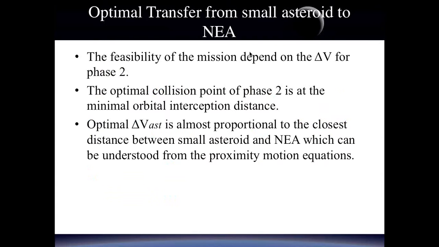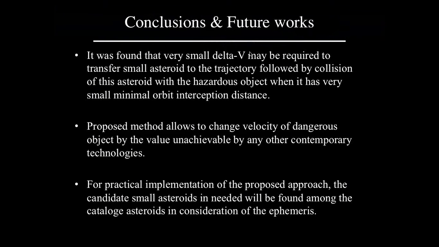And this is a summary of the simulation. The feasibility of the mission depends on the delta V for phase 2. And the optimal collision point of phase 2 is at the minimal orbital intersection distance. And the optimal delta V of the asteroid is almost proportional to the closest distance between the small asteroid and the near-Earth asteroid, which can be understood from the proximity motion equations.